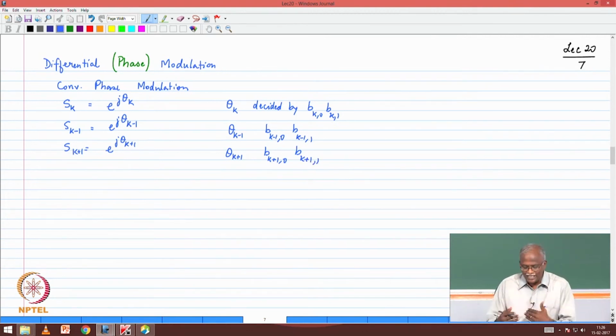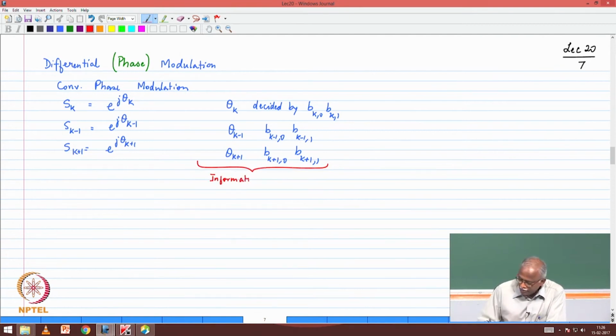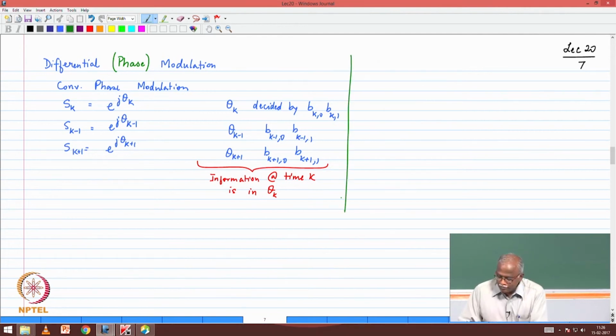You will transmit this, receive it, and make the detection. After you have estimated theta_k, you will then map it to the corresponding bits b_k. So the observation I would like to make is that the information at time instant k is in theta_k. It is not in theta_{k+1}, it is not in theta_{k-1}, it is only contained in theta_k. Now on the other hand, let's draw a line and say what is differential phase modulation.